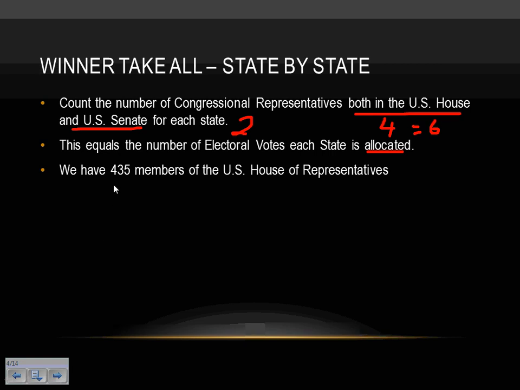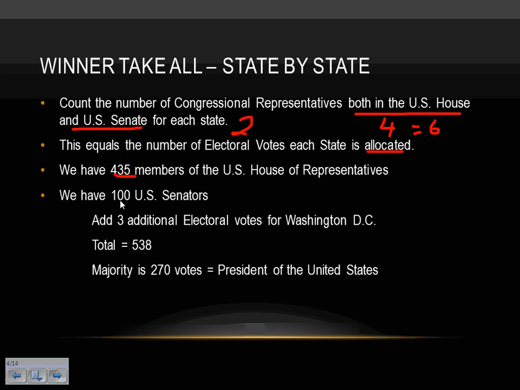Now, there are a total of 435 members in the United States House of Representatives. This is determined by law. This number stays the same unless the House changes it or increases it. It's been 435 for quite a while. 435 plus the 100 United States senators, plus an additional 3 for Washington, D.C. So 435 plus 100 plus 3 equals 538. That's the magic number. This is the total number in the Electoral College.